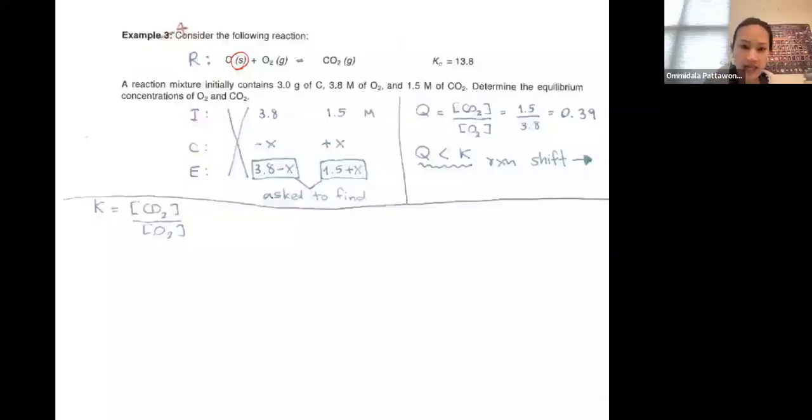So product over reactant again, but in this case, you are going to use concentration at equilibrium. So don't forget that. Plug everything in, right? The Kc value is given as well, so plug those in.